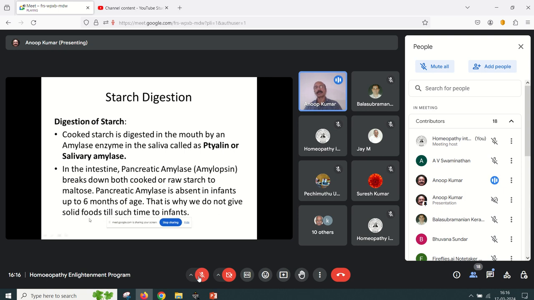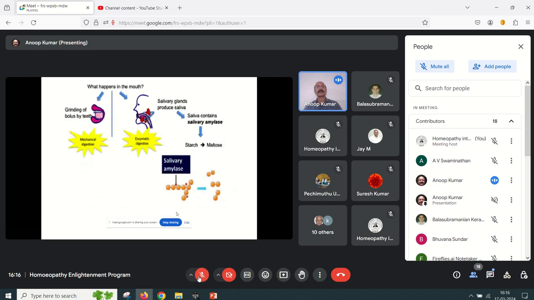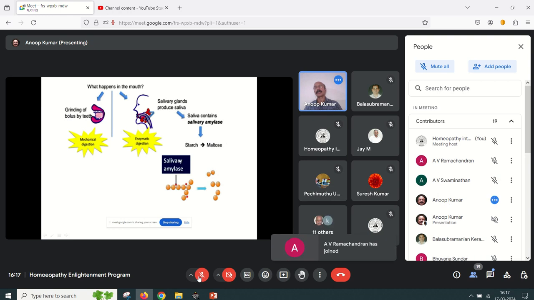That's why we don't give solid food till 6 months for infants. This is the reason. After 6 months, they will have amylase and they can digest all types of carbohydrates. In the mouth, the bolus, that is the food ball, is ground by the teeth. It's called mechanical digestion. Then the salivary glands produce saliva, and enzymatic digestion happens in the mouth itself. Saliva contains salivary amylase, and starch will be converted to maltose. Salivary amylase will break down the complex starch.